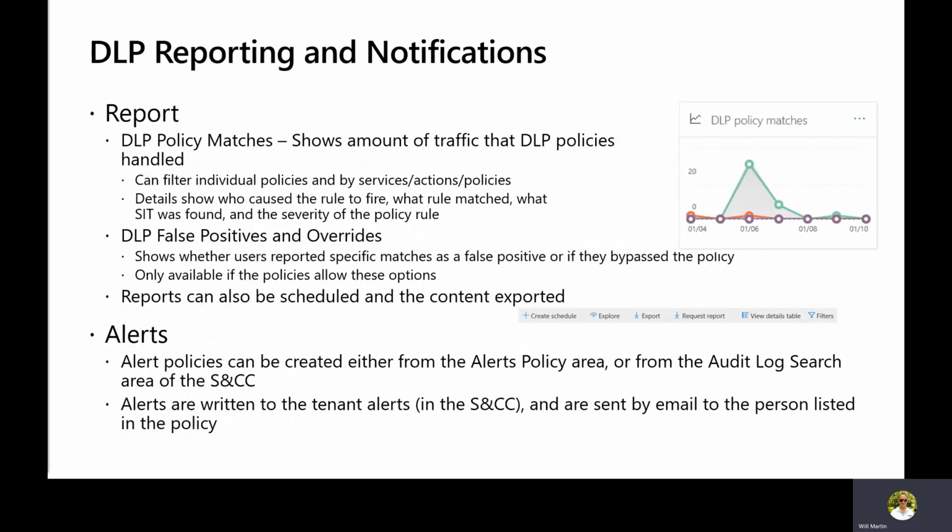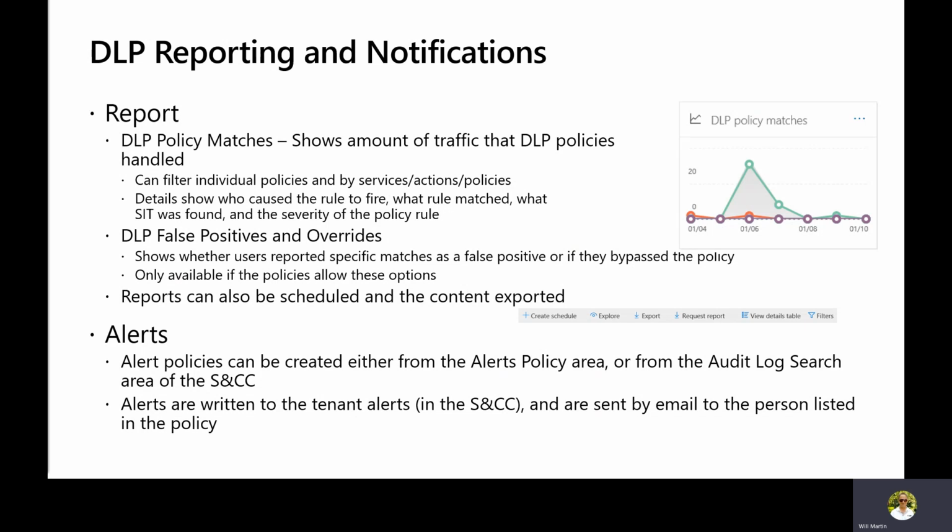There are two primary DLP reports in the tenant, both available in the Security Compliance report area. They are DLP policy matches and DLP false positives and overrides. The former shows how policies have been applied across the organization. You can use this to see how much impact specific policies have in your organization. The latter shows who has reported specific hits as false positives or who has overridden a policy.